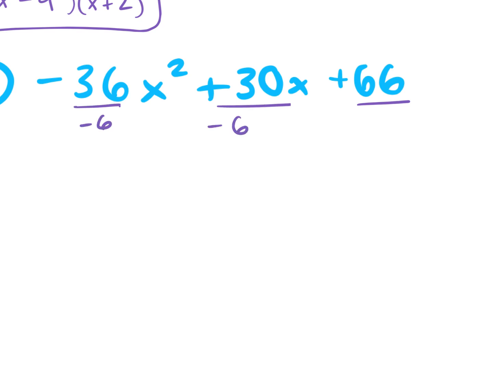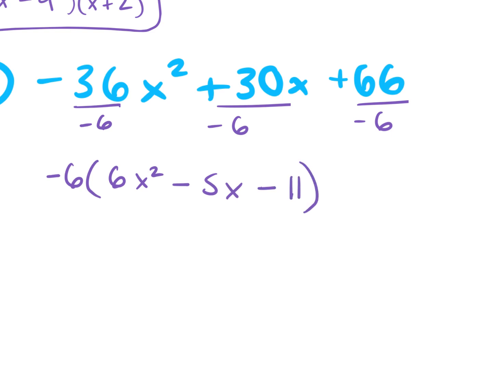We want to take out a negative with it to change the sign of our x squared. So it's negative 36 divided by negative 6, positive 6. So 6x squared. 30 divided by negative 6, negative 5x. And 66 divided by negative 6, negative 11.